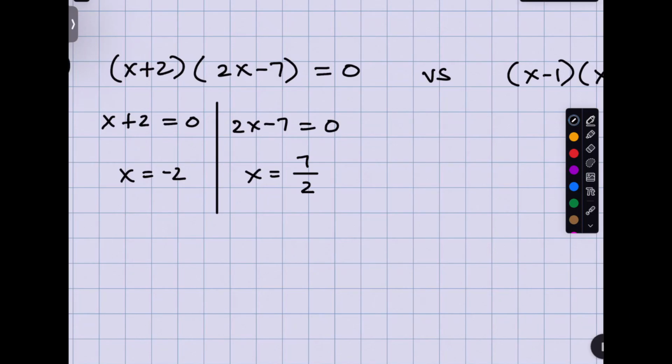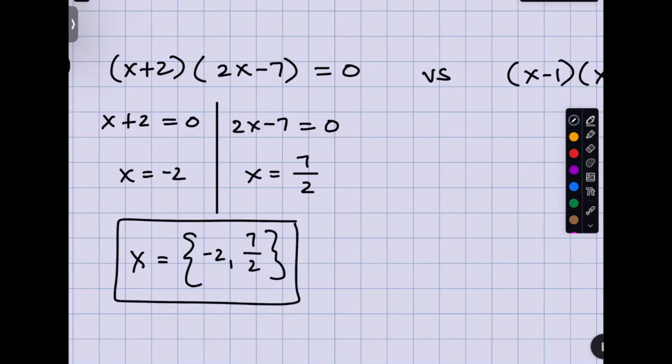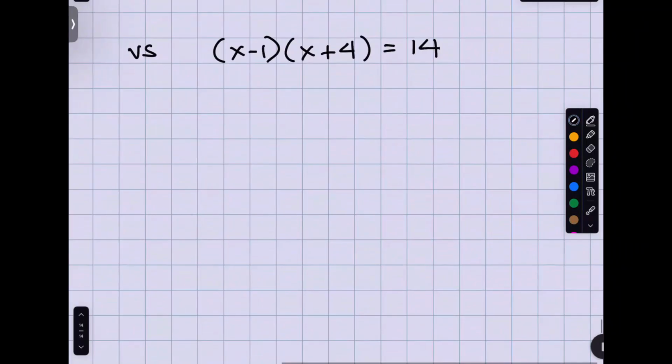And the reason why we can do that one on the left is because 0 times anything is 0, anything times 0 is 0, 0 times 0 is 0. The one on the right, we cannot do that. So if we can't do that on the right, what are we going to do? How will we do the one on the right?